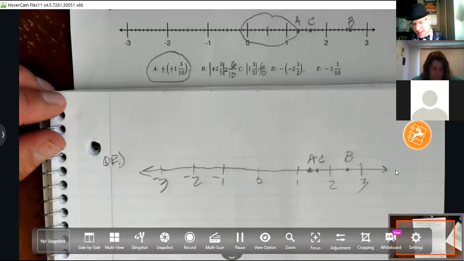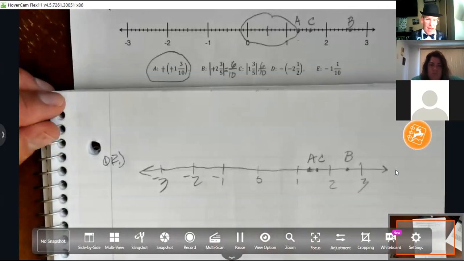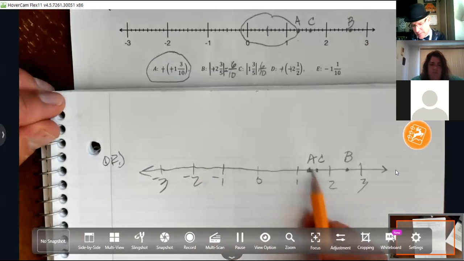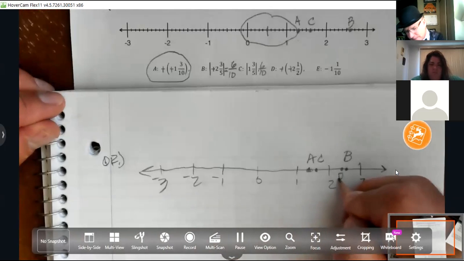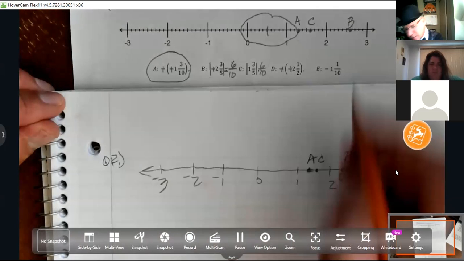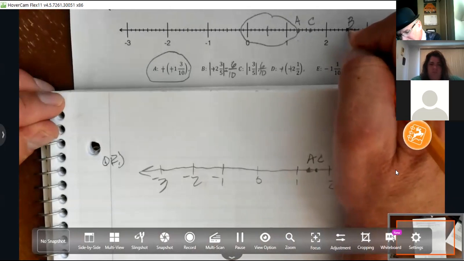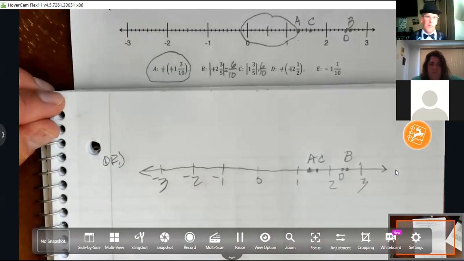Next one, D is the opposite of -2.5. So the opposite of -2.5 is +2.5. So we go right up here, and point D is going to be right next to B. All right? So 2.5 is 5/10. So that's point D.